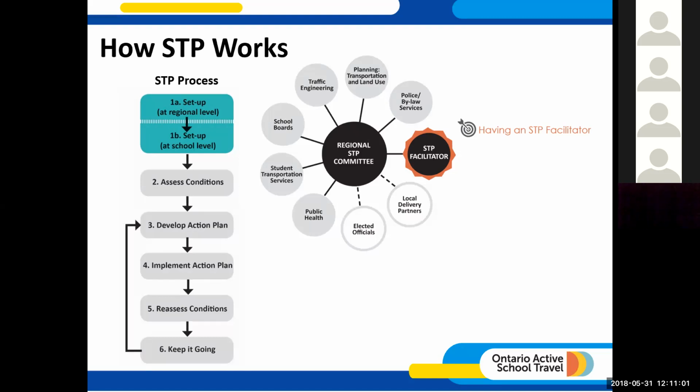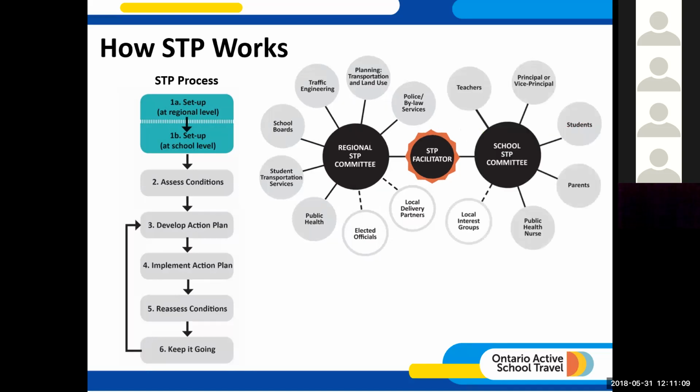So in phases 1B and beyond, those will happen after a facilitator is in place. So schools are selected during phase 1B, and then a school level committee is formed. So that's another key to success, having a broad range of stakeholders involved on these two levels of committees. The more diverse these committees are, the more effective they generally are at affecting change.